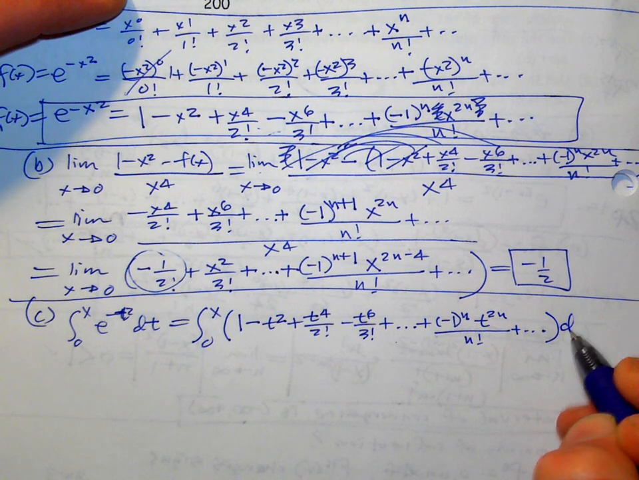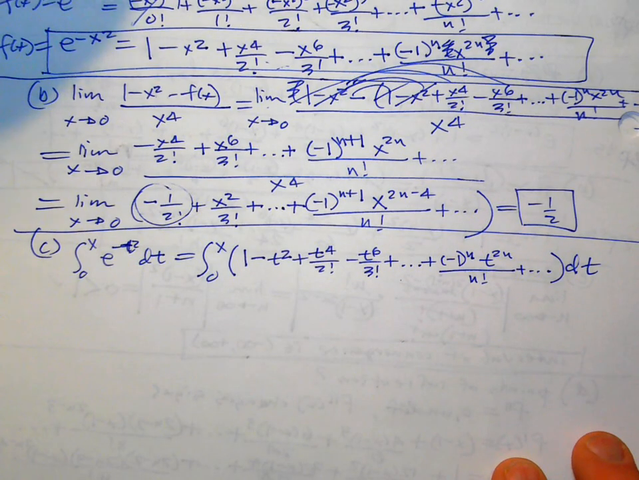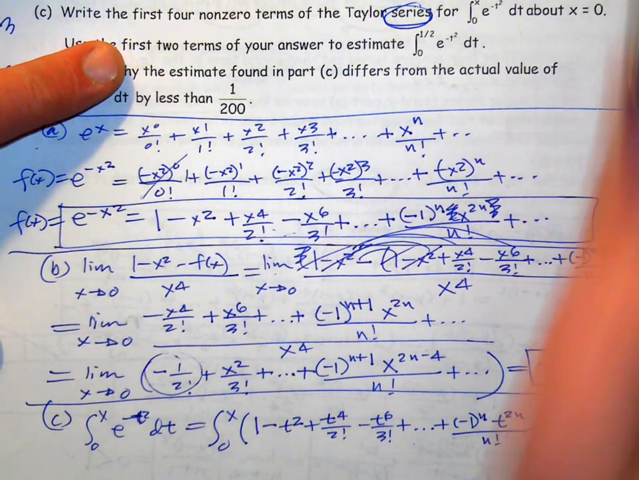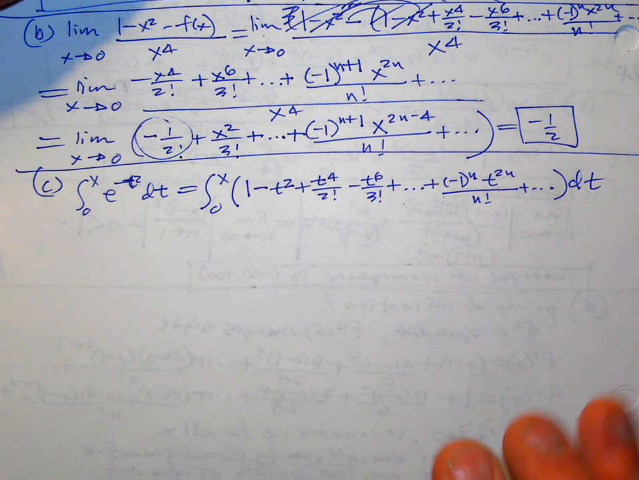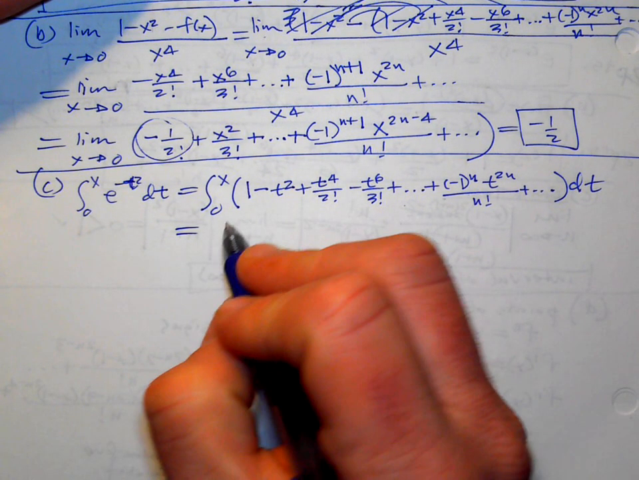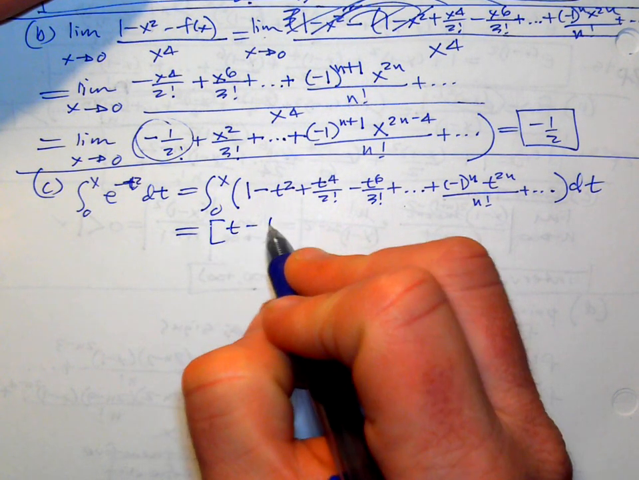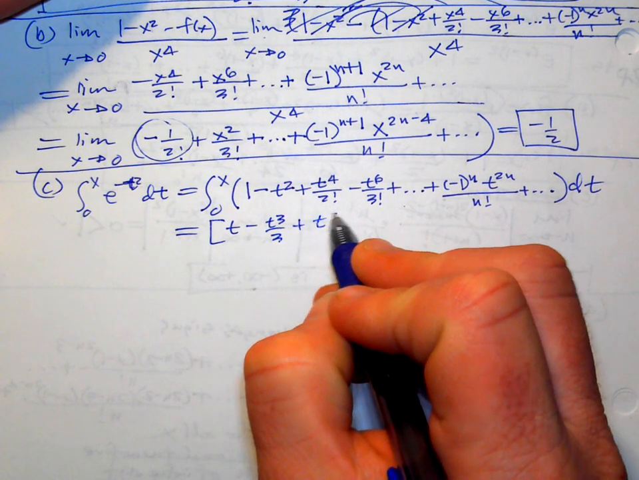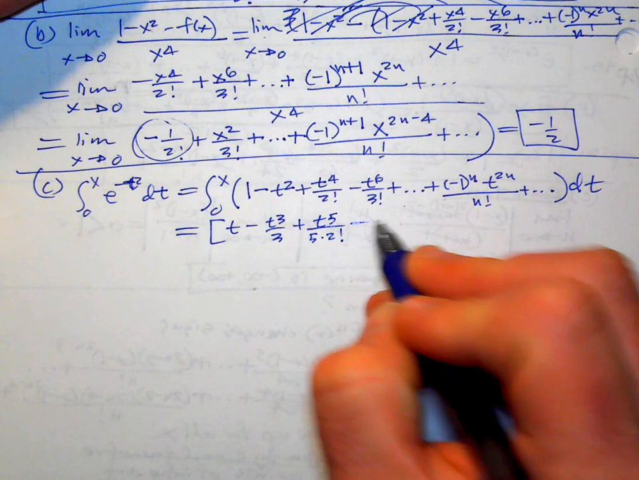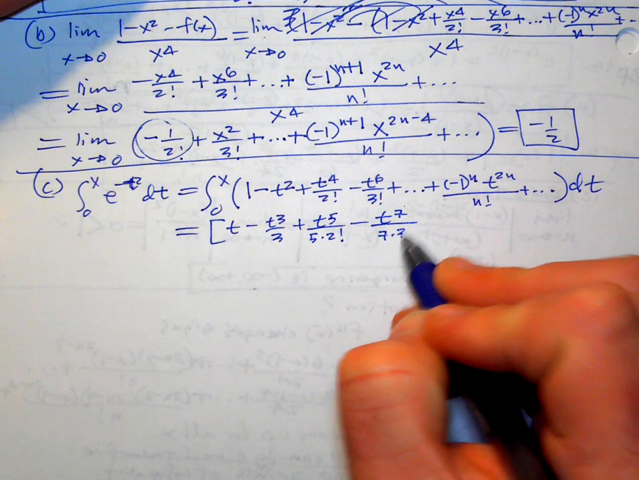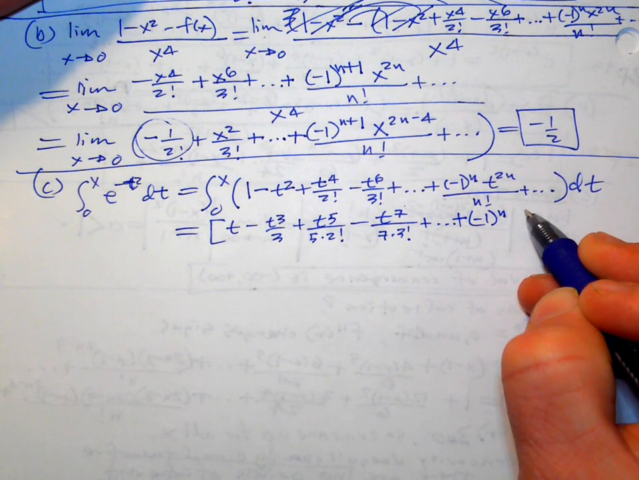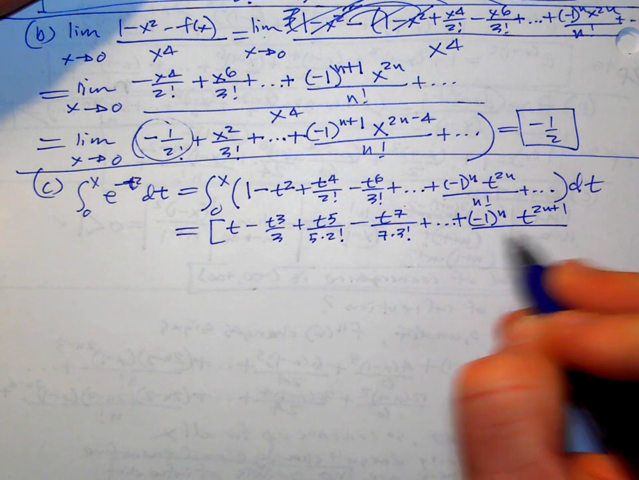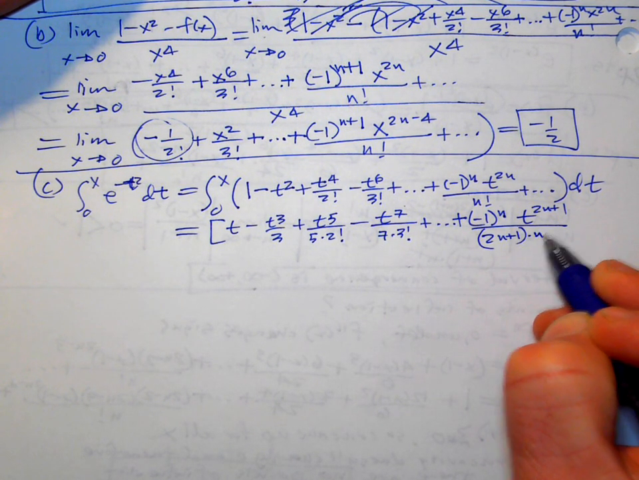And so I'm writing all these possible terms because it's a series. Okay. So we're going to go ahead and integrate one series to get another series. That's not an uncommon thing. So the antiderivative is going to be t minus t cubed over 3 plus t to the fifth over 5 times 2 factorial minus t to the seventh over 7 times 3 factorial plus dot dot dot plus negative 1 to the n, which is just a coefficient, it stays the same, t to the 2n plus 1 over 2n plus 1 times n factorial.